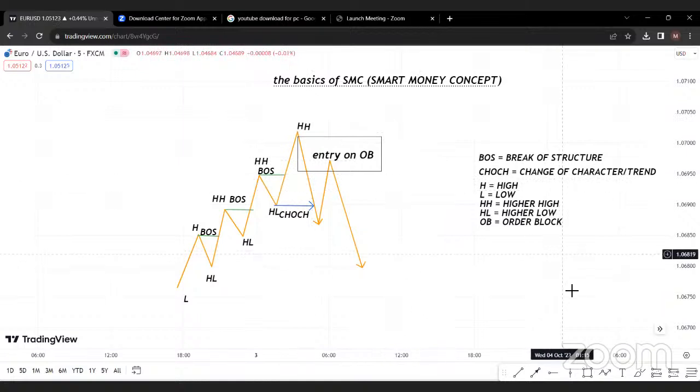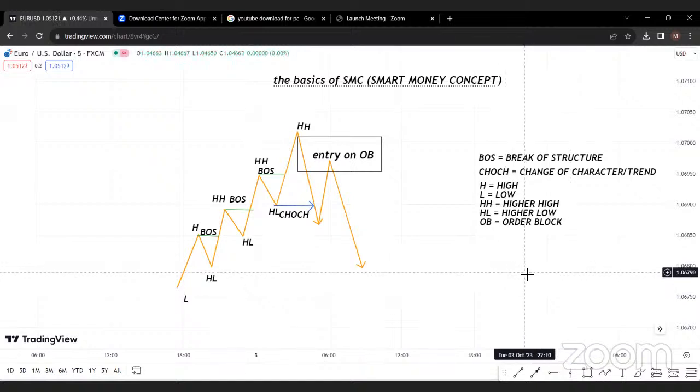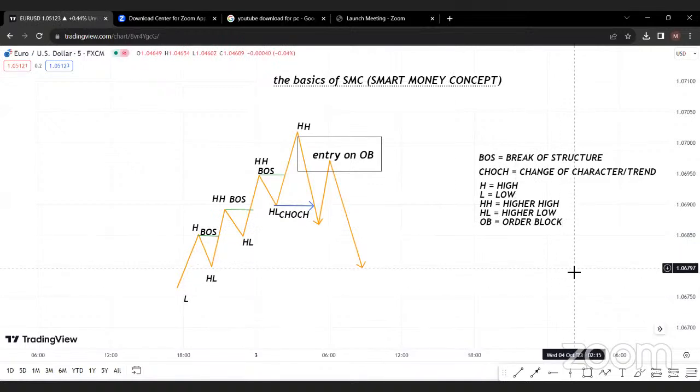So what is smart money concept, and what are the basics of smart money concepts, and what are some of the terms that are used in smart money concept? So before I begin showing you whatever I have on my screen here, the basics of smart money concept.